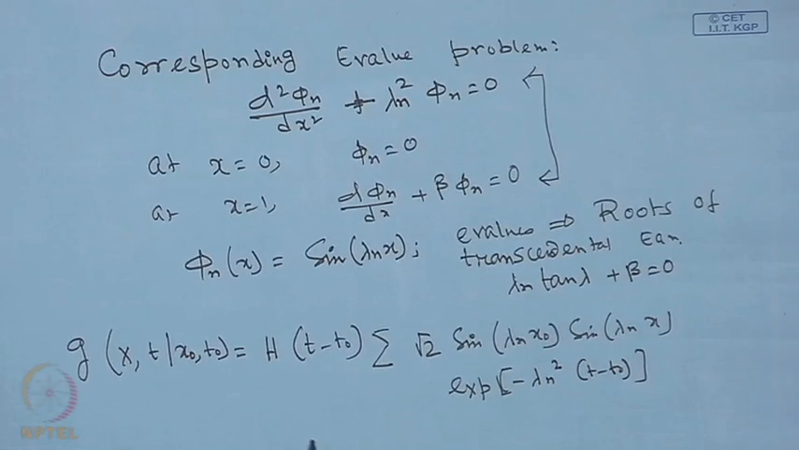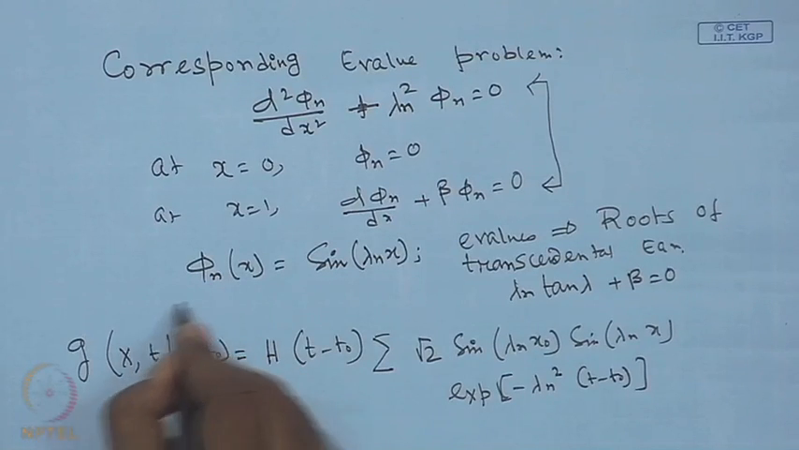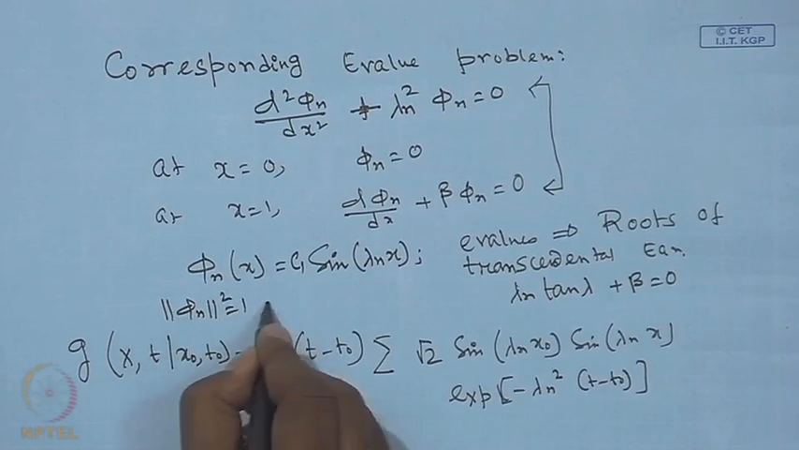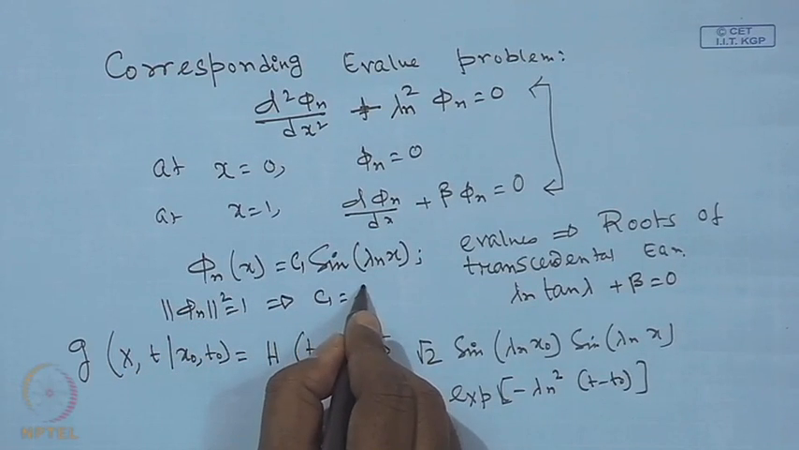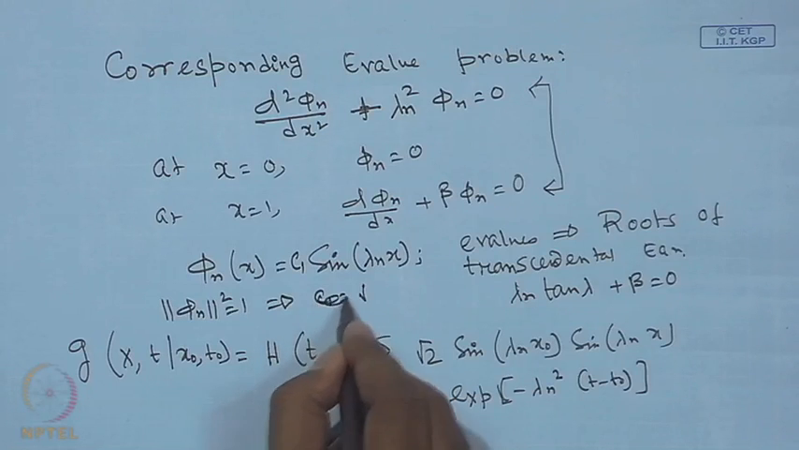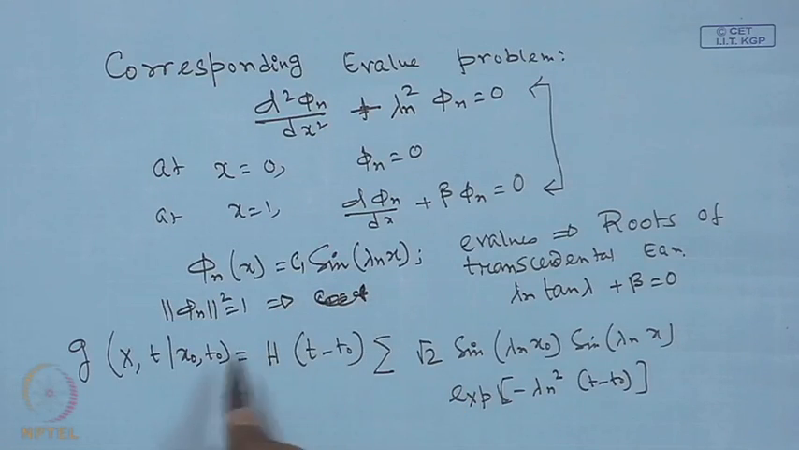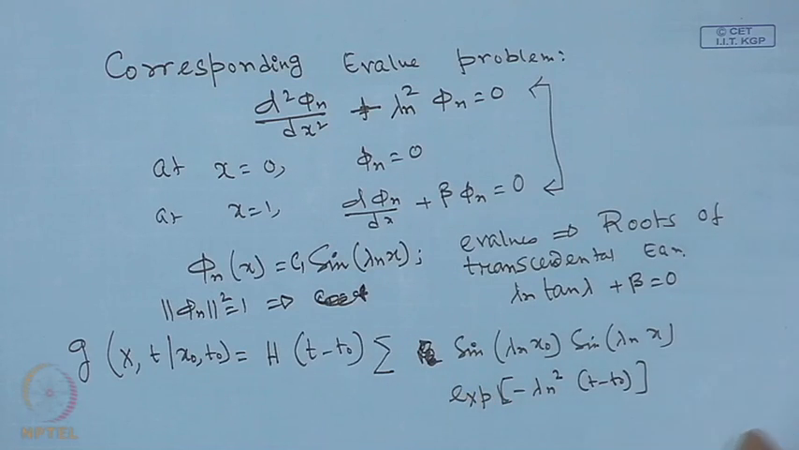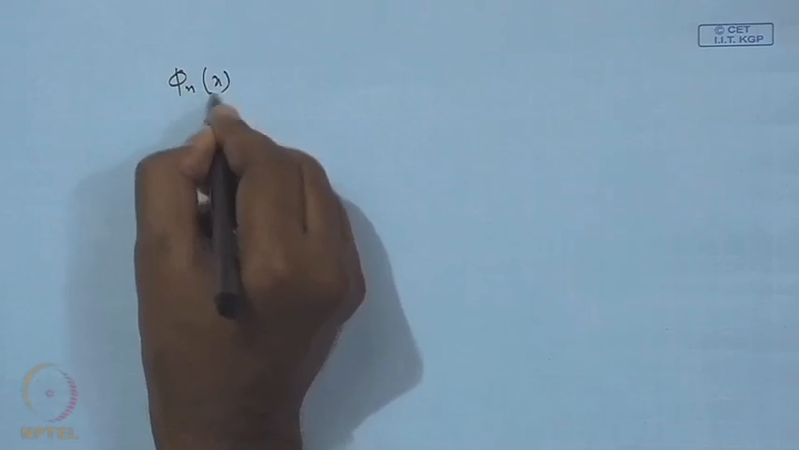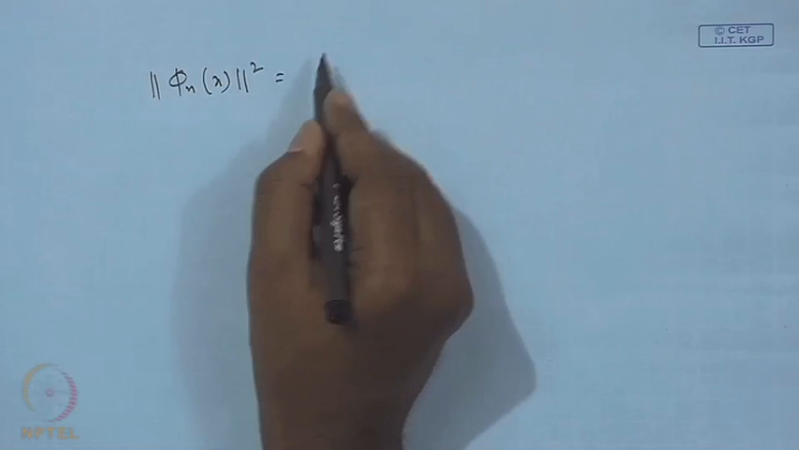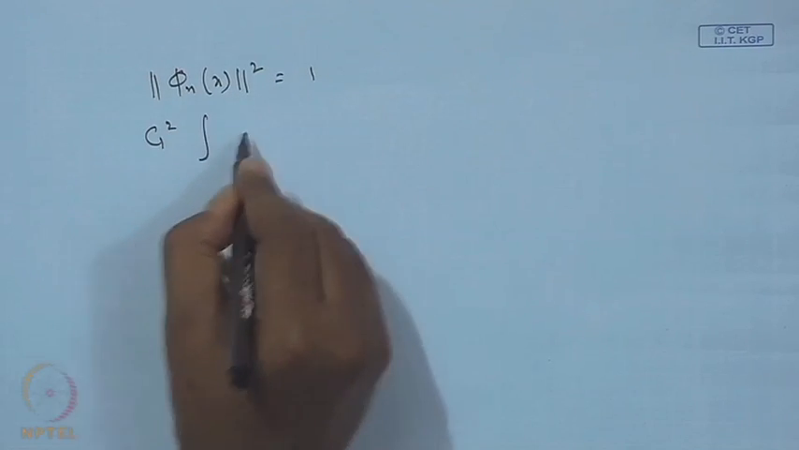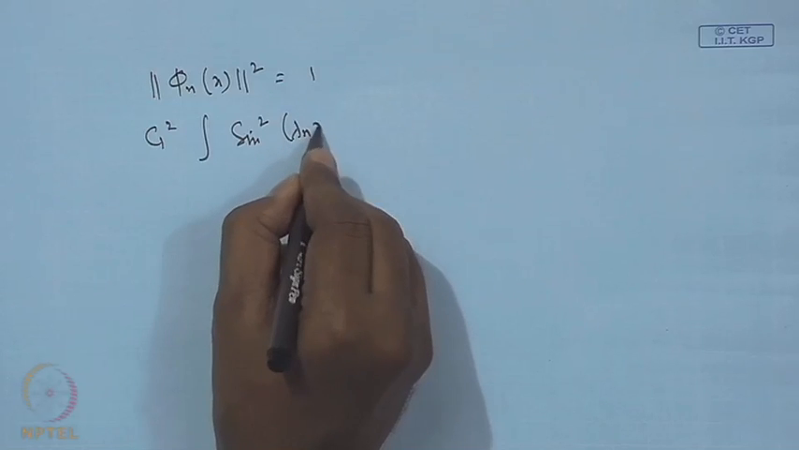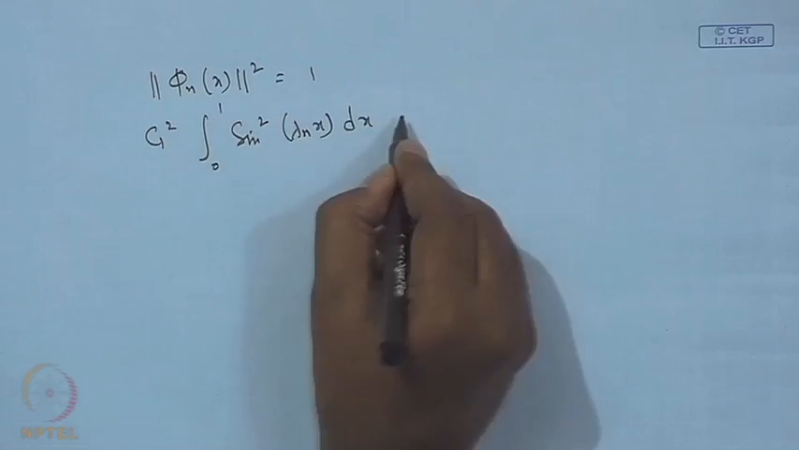Again we can make the eigenfunction orthonormal with some constant. Eigenfunction orthonormal means the norm of φn squared is equal to 1, that will give C₁ equal to some value, but let us look at what C₁ will be obtained. It may not be root 2, we will be solving this problem. Let us say we make the norm of φn squared equal to 1. So, this becomes C₁² ∫ sin²(λn x) dx from 0 to 1 equal to 1.